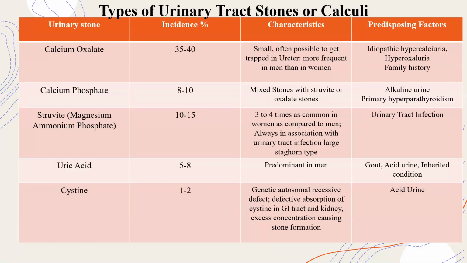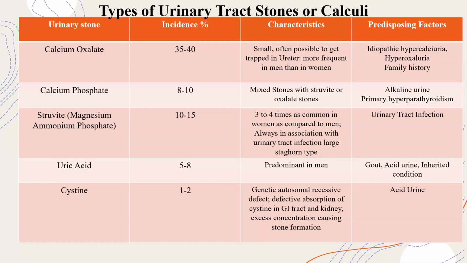If we look at the types of urinary tract stones, the first one is the oxalate stone, and the incidence is about 35 to 40%, and sometimes it could be even higher in some countries. The characteristics of these stones are small, often possible to get trapped in the ureter, and more frequent in men than in women. The predisposing factors could be idiopathic hypercalciuria, hyperoxaluria, and family history.